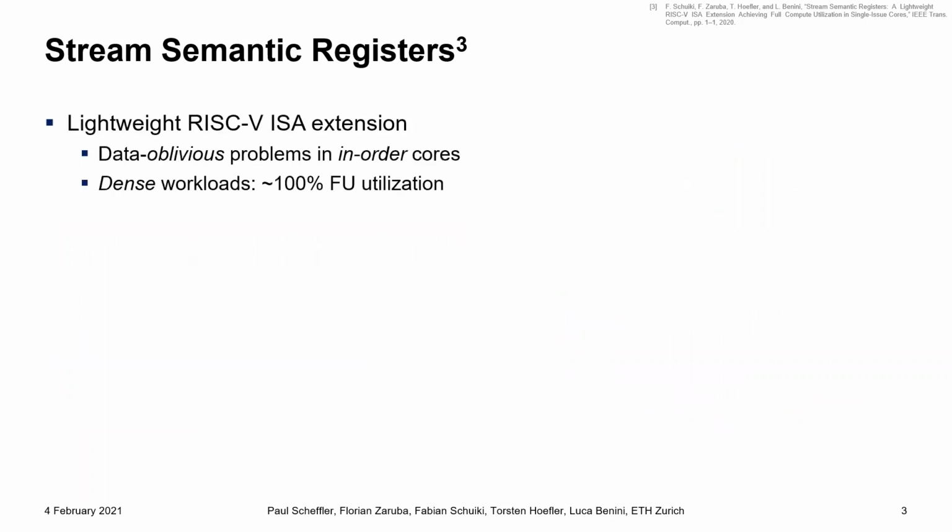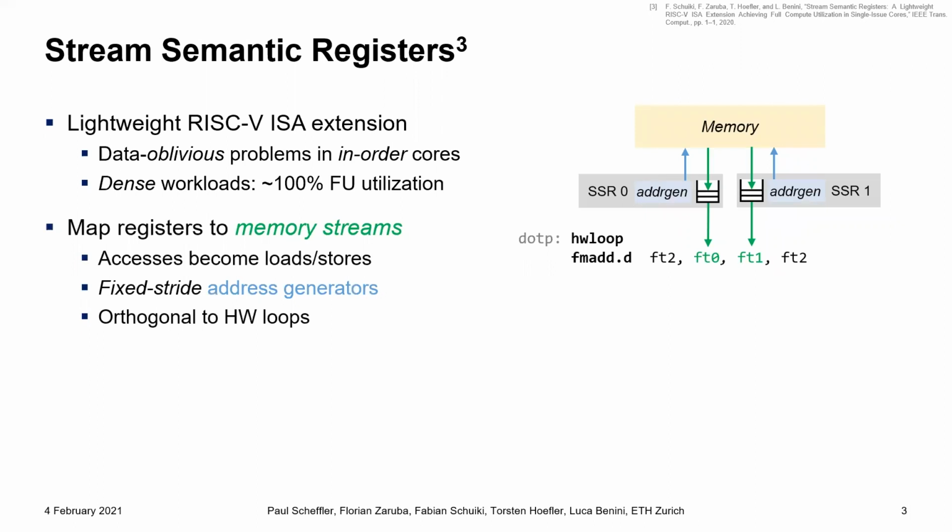Now I'd like to shortly introduce stream semantic registers. They are a lightweight RISC-V ISA extension developed in our group, which is useful in accelerating data-oblivious problems in in-order cores. And in such in-order cores on dense workloads, we achieve up to 100% functional unit utilization. How do they work? They essentially map registers to memory streams, as shown here on the right in an example, in a way that accesses become loads and stores, and the addresses for these loads and stores are provided by fixed stride address generators.